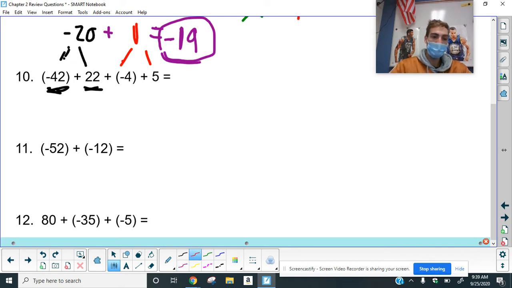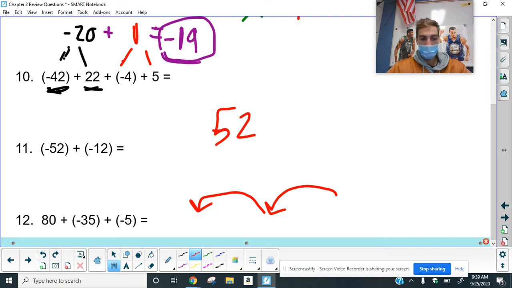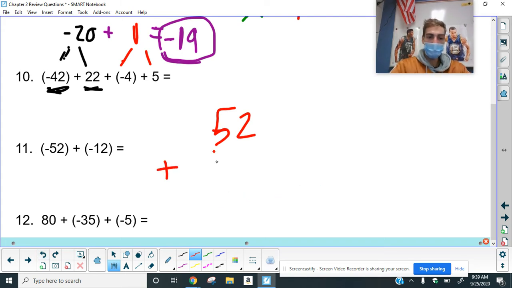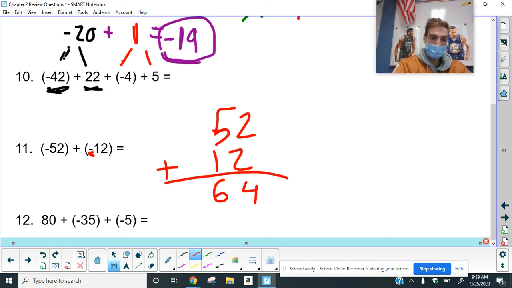Next problem, I'm going to do the same thing. I'm going to start with 52, and since they're both negative, meaning we're going in the negative direction the first time around, and then we're going negative again, I can just add these two values, 52 and 12, and that would give me 64. And then since they're both negative, my answer would be negative.